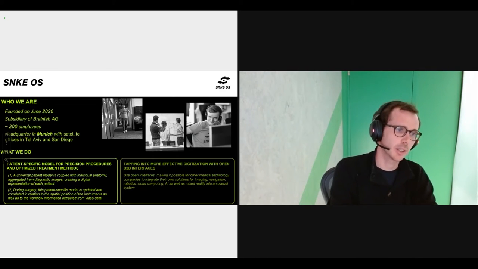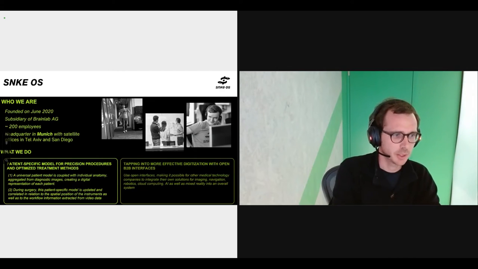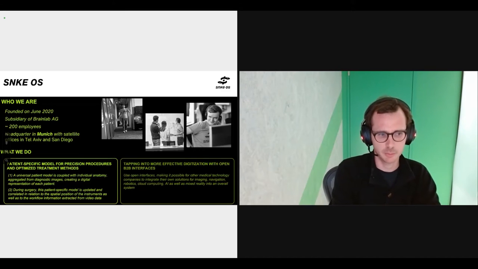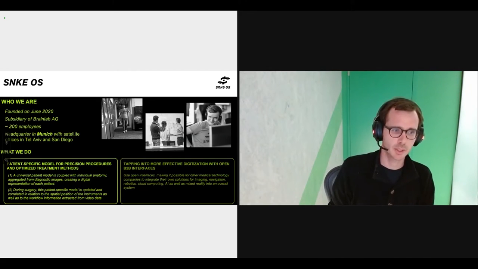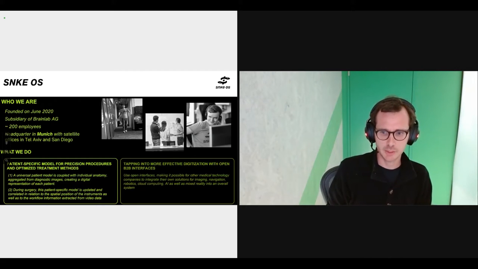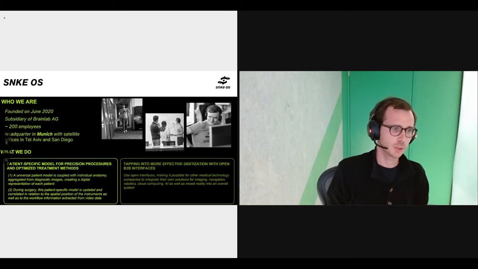And what we do is we focus on two main topics. The one is building patient-specific models for precision procedures and optimized treatment methods. This can be decomposed into two parts. So building a universal patient model that we couple with individual anatomy that we aggregate from CT, MR, or ultrasound, trying to create a digital representation of this patient.